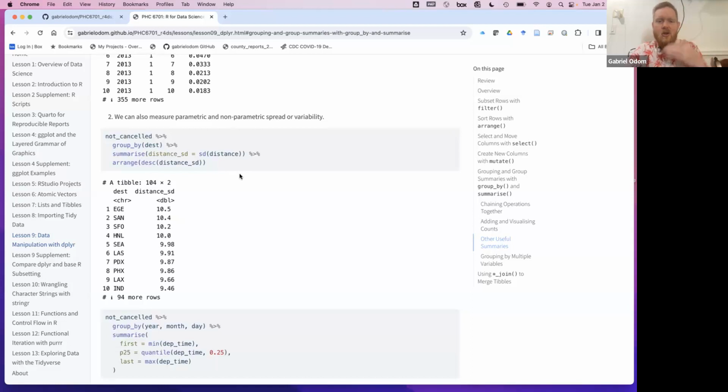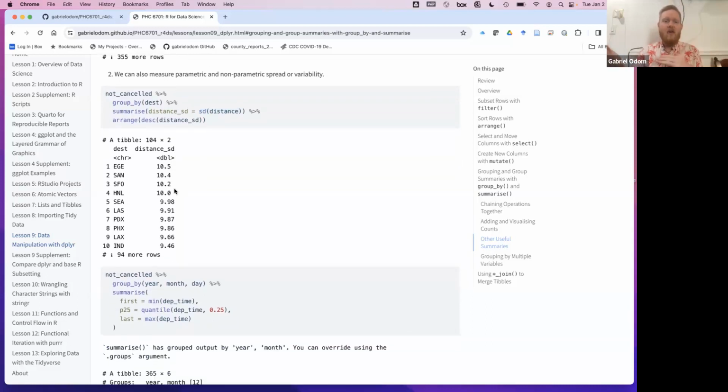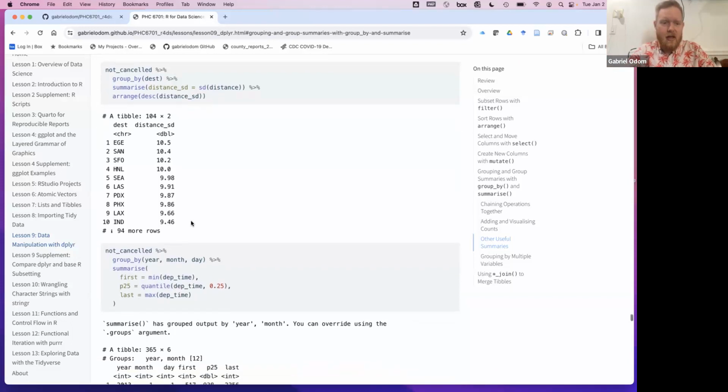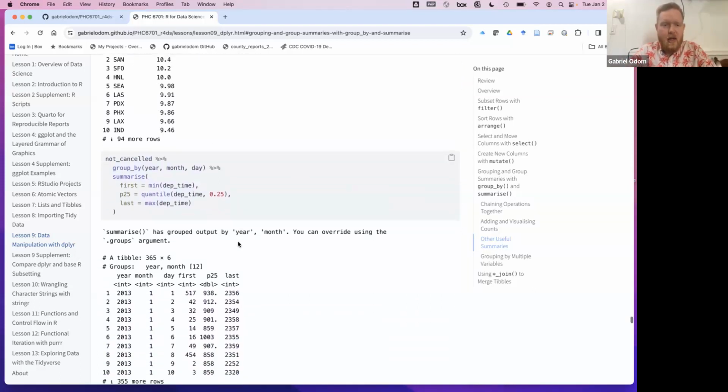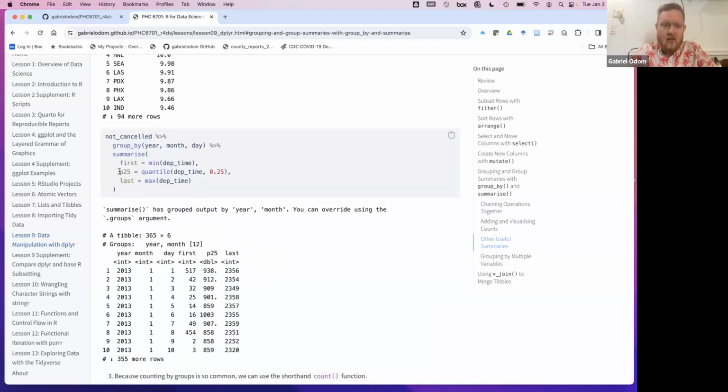And so we can just go through a whole bunch of this stuff. Here we're summarizing by standard deviation and then sorting in decreasing order. These are the most variable destinations, the destinations that have the highest variability, the highest spread in the delay. Maybe notice a lot of West Coast destinations over here, because perhaps there's more chance for them to run into weather over the Midwest, or over the Rockies, things like that. Let's see. So this is a quantile. This is the 25th percentile of departure time.